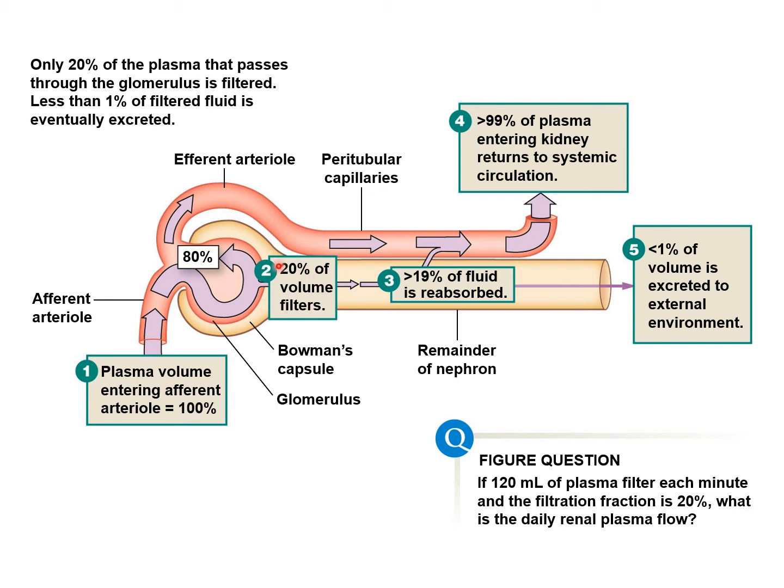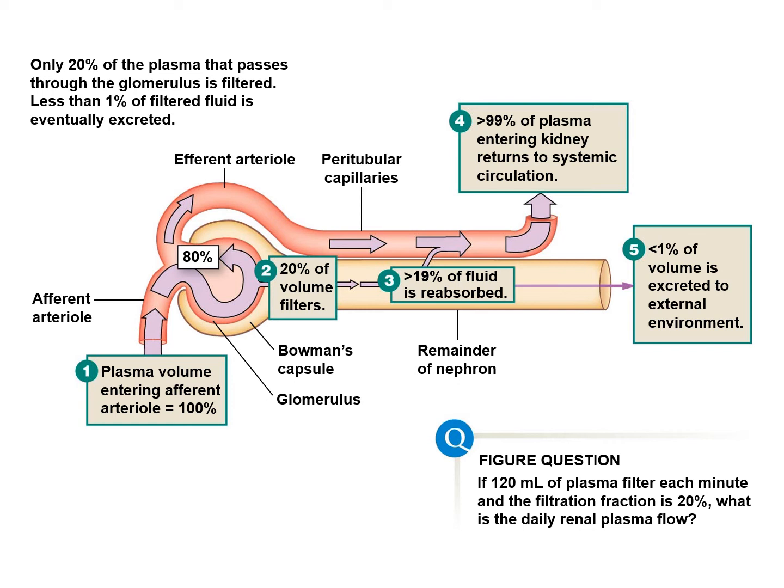A quick question here for you to sort of wrap your brain around this. If we're filtering 120 milliliters, so if that 20% is equal to 120 milliliters each minute, what would be the daily renal plasma flow? Why don't you work on that question? That's a great way to figure out how much volume that we have.